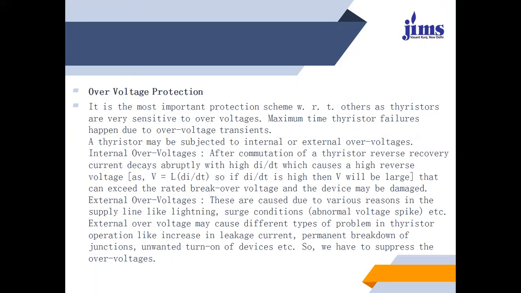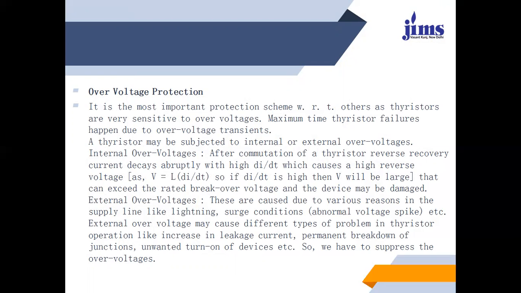It is the most important protection scheme with respect to the others, as thyristors are very sensitive to overvoltage. There is a maximum limit. Most thyristor failures happen due to overvoltage transients that appear on the device. A thyristor may be subject to internal or external overvoltages. So be careful about this: overvoltage protection is the most important parameter while we look over the machine.